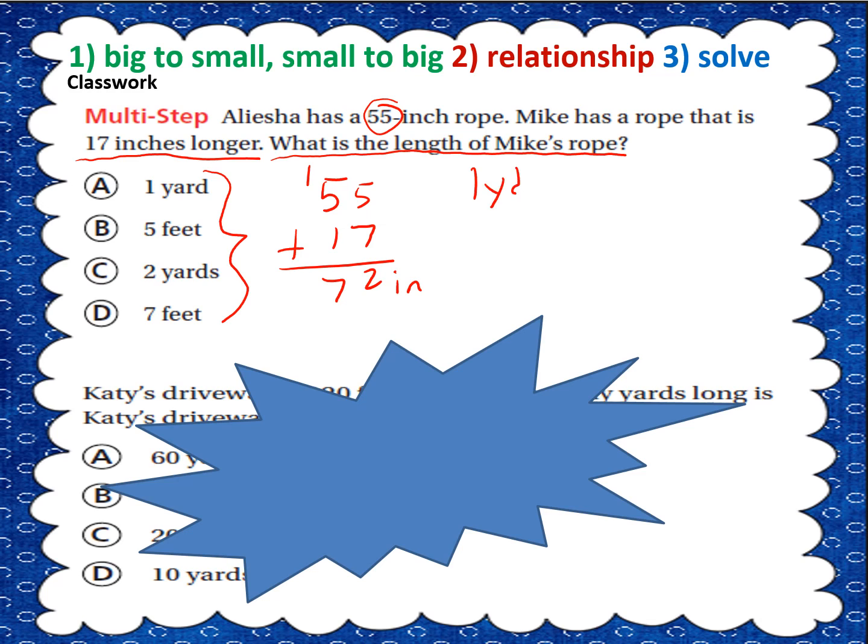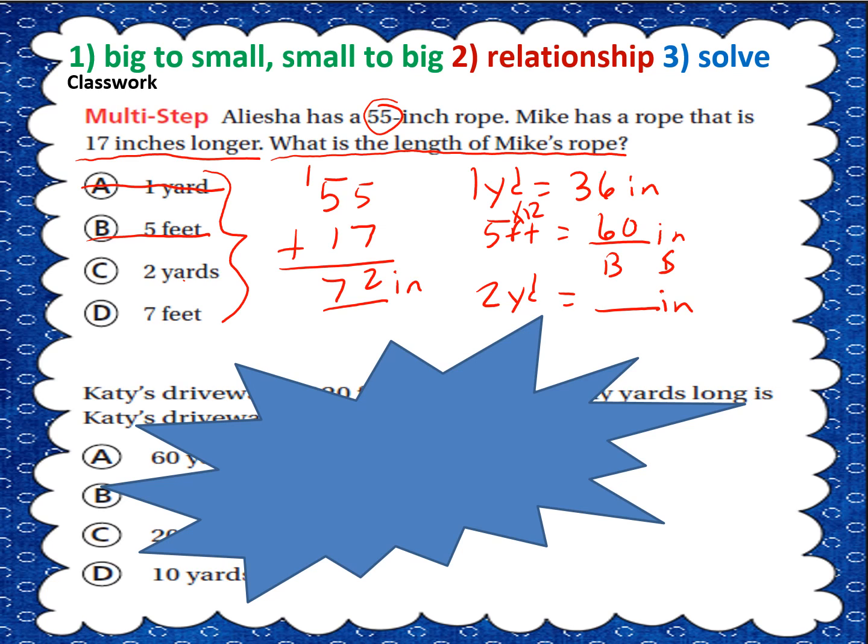Well, 1 yard equals 36 inches, so I know that's not right. 5 feet equals, with 12 inches in 1 foot, so 5 times 12 is 60 inches, not 72, so that's not right. 2 yards equals how many inches? 1 yard is 36 inches, times 2 gives me 72 inches. That's the number I need, so the answer is C.